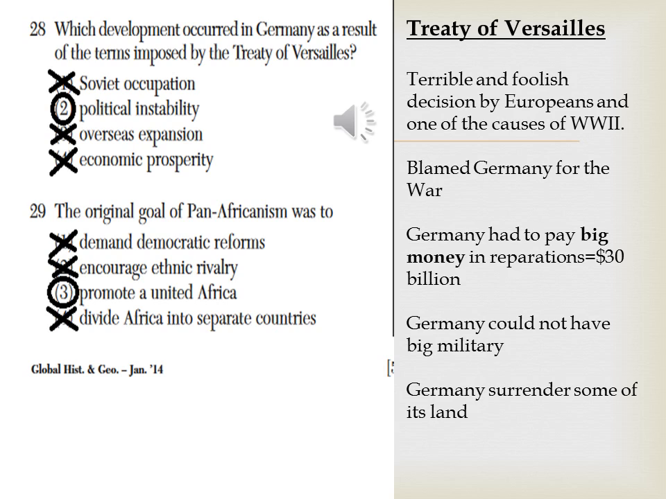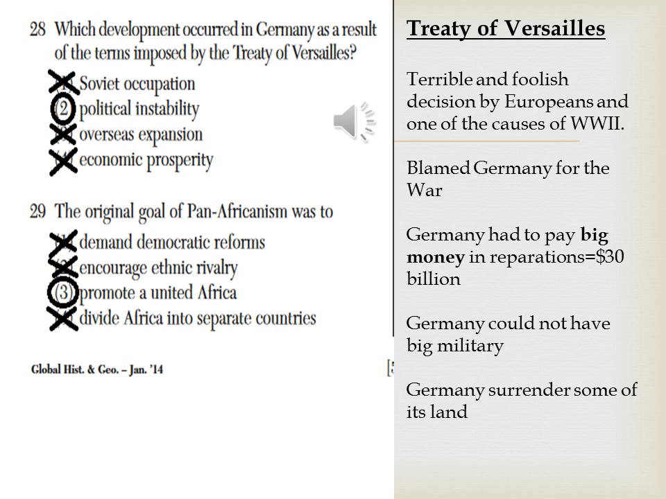Question number 28. Which development occurred in Germany as a result of the terms imposed by the Treaty of Versailles? Alright, so is it 1, Soviet occupation? Is it 2, political instability? Is it 3, overseas expansion? Or is it 4, economic prosperity? The answer is 2, political instability. It's an easy question, but you guys have to know about the Treaty of Versailles. Because it's very important for the Regents.